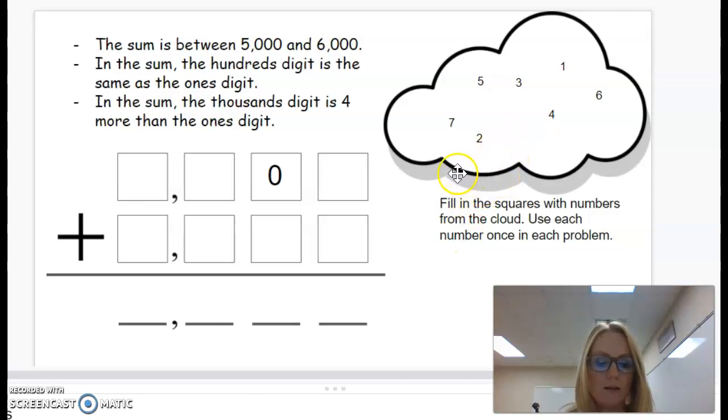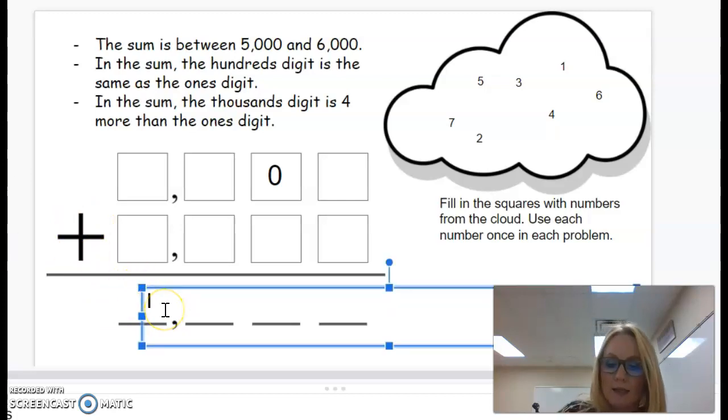There are three clues to help you solve the sum. And then the digits in the cloud will be used to complete the add-ins. In this problem, we see the sum is between 5,000 and 6,000. That means the thousands digit must be what? 5. So we're going to put a text box right here, and I'm going to put a 5 right there.